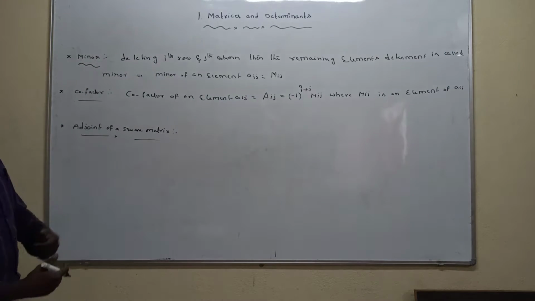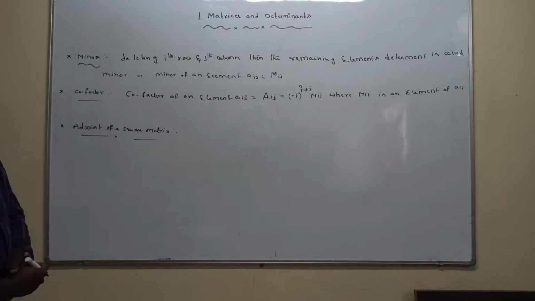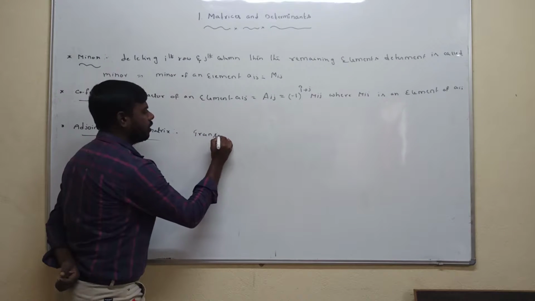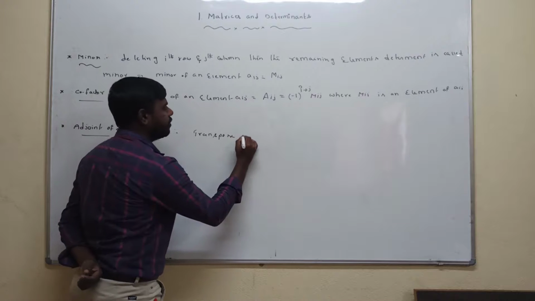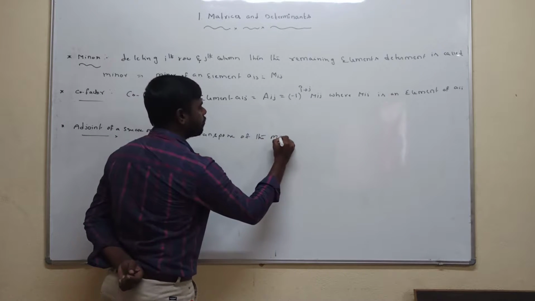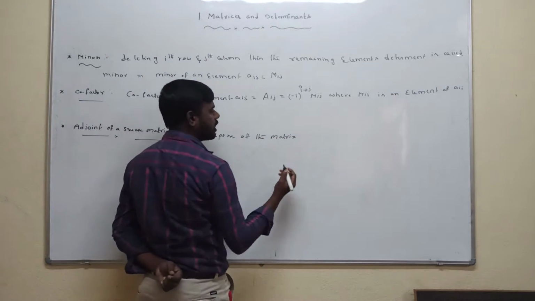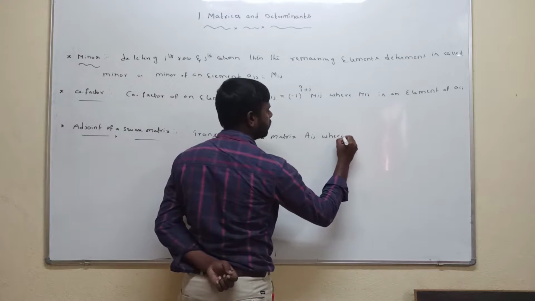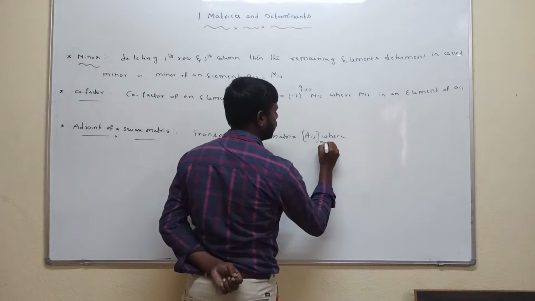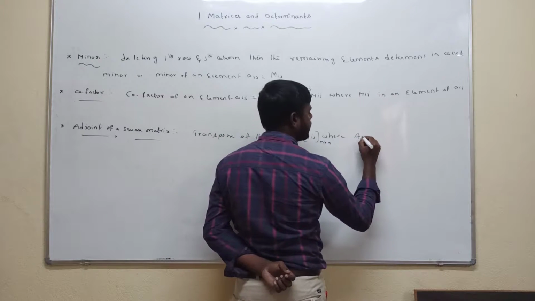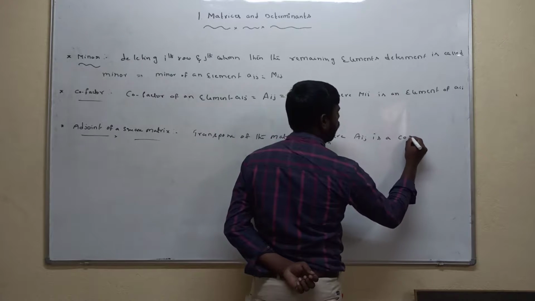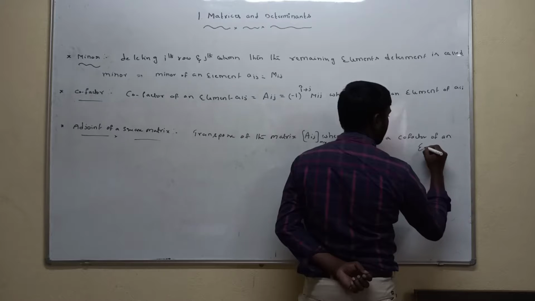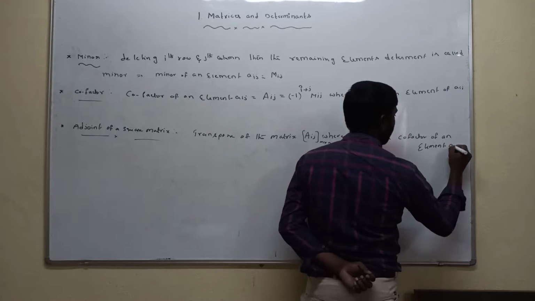Next, the adjoint of a square matrix is nothing but the transpose of the matrix Aij, where Aij is the cofactor of an element aij.